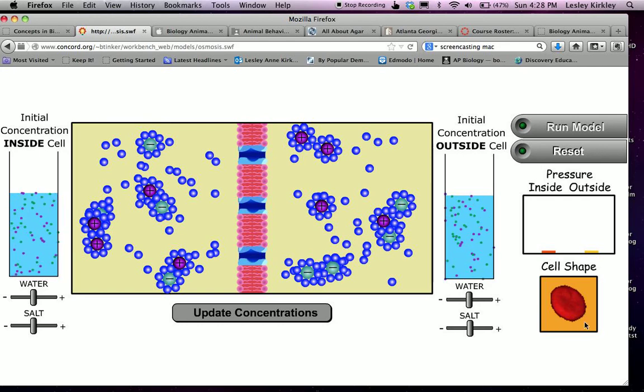So if this is a red blood cell, right now it's pretty much round. It has that concave shape to it, which is exactly what I want. So right now, with everything equal, you're going to get to see what that would look like. Right now we have even concentrations of water and salt on either side of the membrane, and I'm going to run this so that you can see what happens.